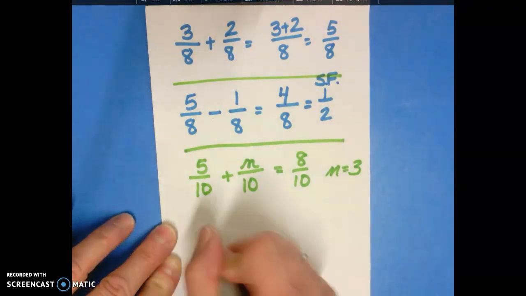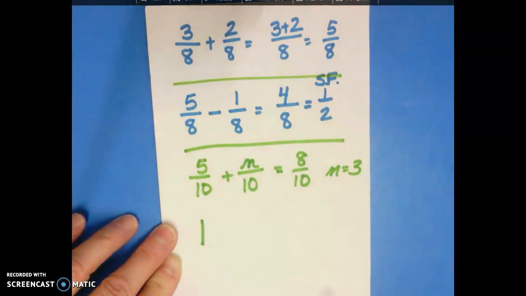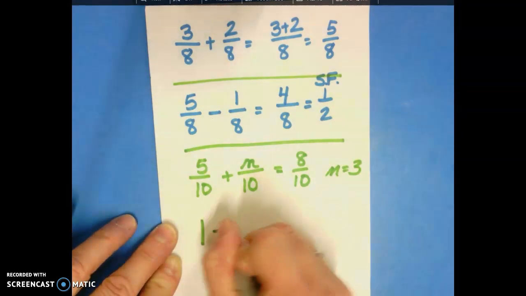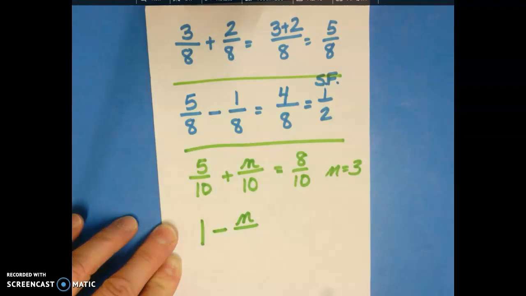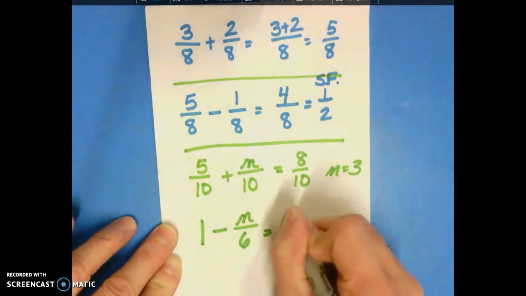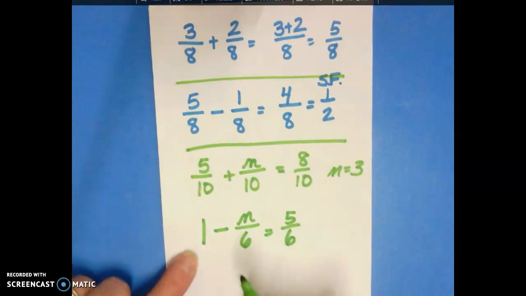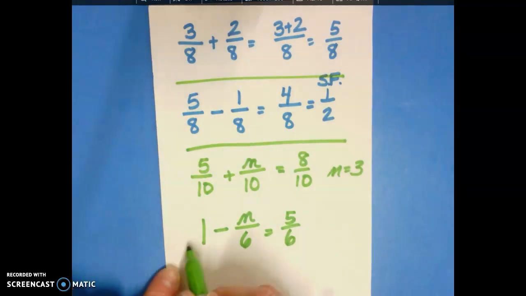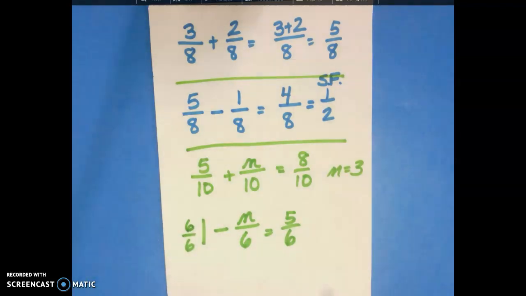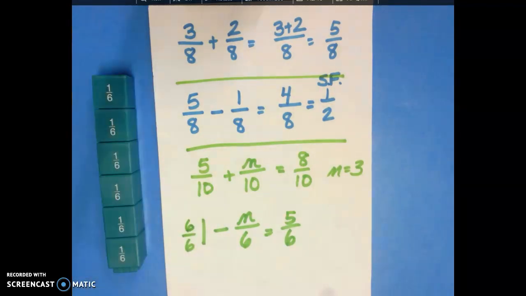Let's do an algebra problem with subtraction. What about this? This might mess you up. I'd like to give you some challenging ones. 1 minus n over 6 equals 5/6. Now, if you can't quite see that, remember one whole. How many sixes would that be? Well, I could rename it to be 6/6, the whole stick. Here it is in model form, 6/6.